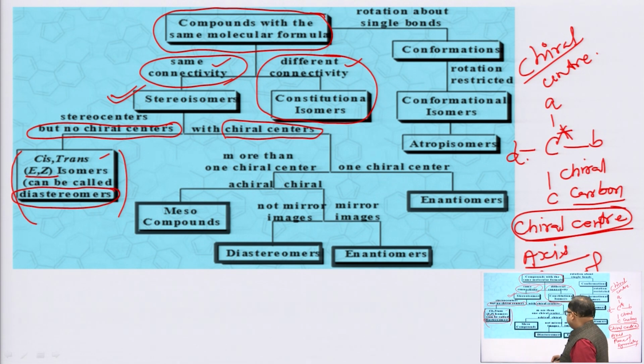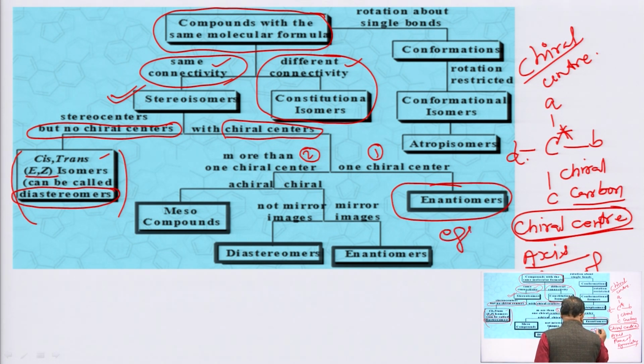Now, what happens if they possess a chiral center? Again there are two possibilities. The first possibility is that they can have one chiral center or they can have more than one chiral center. If they have one chiral center, then this type of stereoisomers are called enantiomers, and examples are D and L, that is dextro and levo, and R and S, rectus and sinister. So, this type of system is followed by the enantiomers.